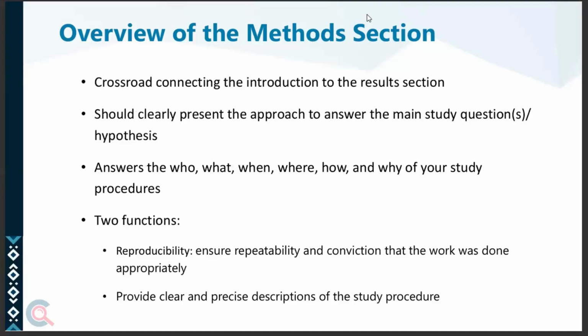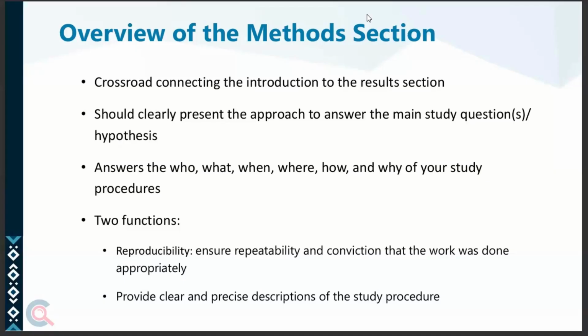The method section is important because it is at the crossroad connecting the introduction to the results section. The method section should clearly present the approach to answer the main study questions or hypotheses. The method section answers the who, the what, the when, the where, the how, and the why of your study procedures. It answers the who are the participants, and so on and so forth.